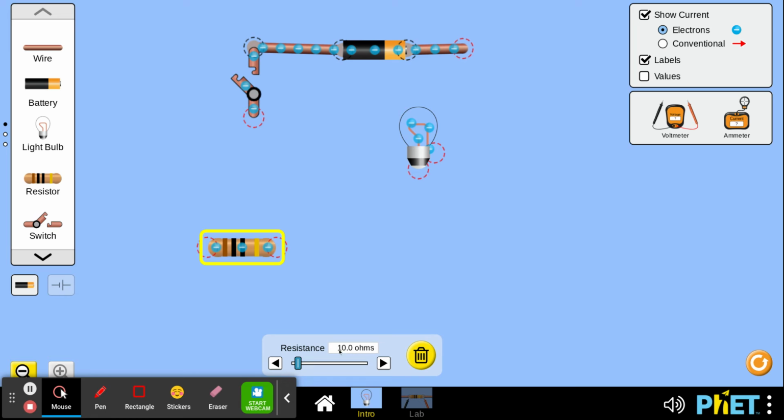Right now, the resistor has 10 ohms, and ohms is just the unit that resistance is measured in. If I drag the cursor this way, I can drag it to 0 ohms, and then I can also drag it all the way up here to 120 ohms. When you adjust the resistance, I'm just going to do this slowly. I want you to notice that the colored bands on the resistor are changing.